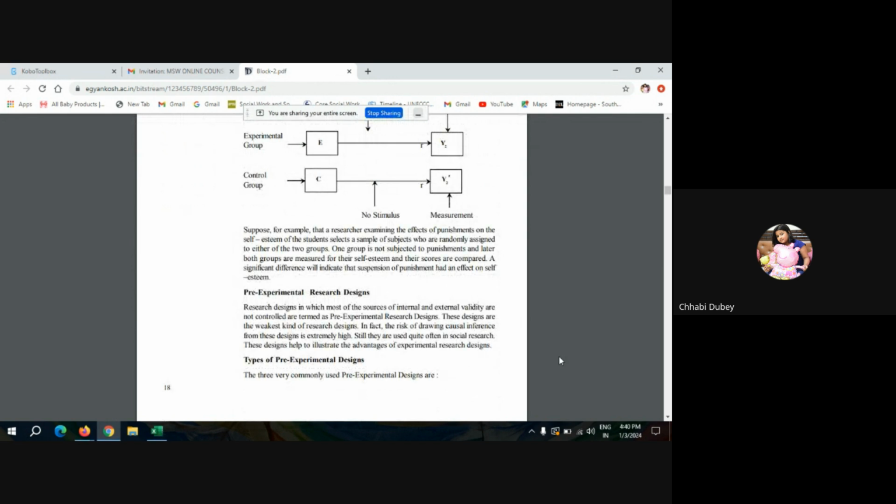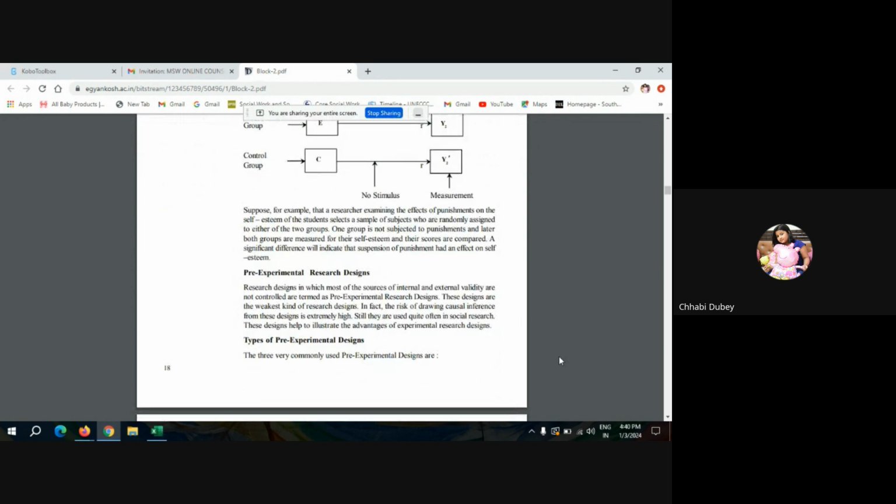After this, we come to the pre-experimental research designs. Research designs in which most of the sources of internal and external validity are not controlled are known as pre-experimental research designs, and these designs are the weakest kind of research designs. Weakest kind means that generally you will not get very accurate results through these designs, but despite that they have often been used in social work research.